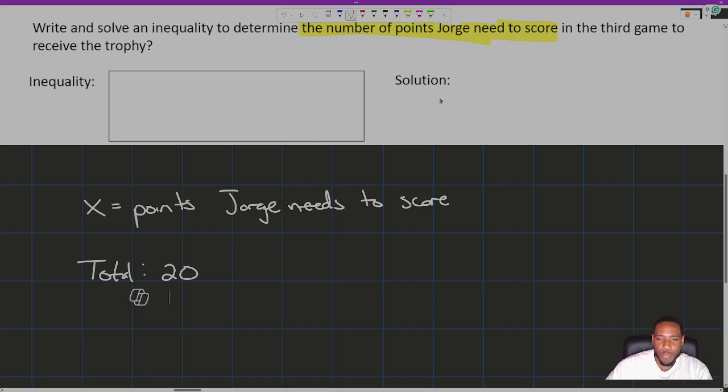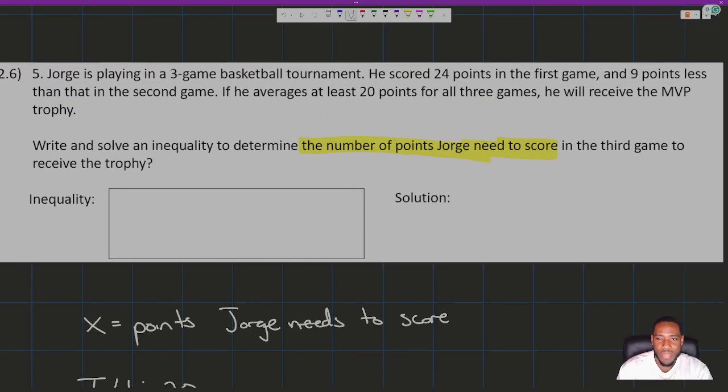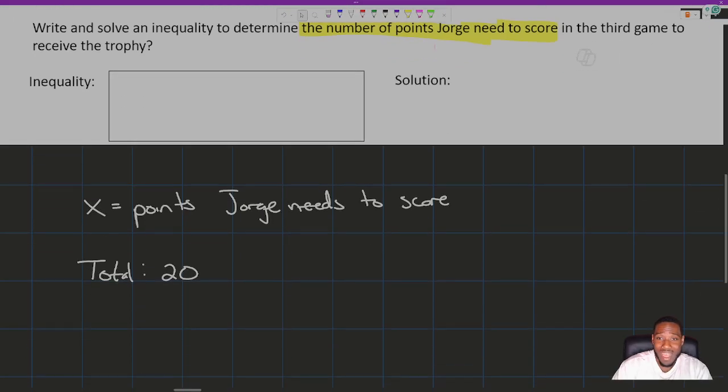Now, in terms of other pieces of information, we know that he scored 24 points in the first game. He scored 9 points less in the second game. And so if we're looking for our constants, it doesn't look like we have an each, every, per here. So constants are what we're dealing with. We know we got 24. And 9 points less than that would give us 15. So we scored 15 points in the second game.